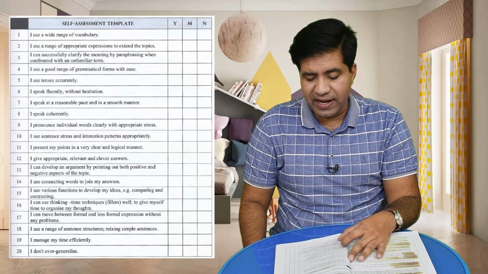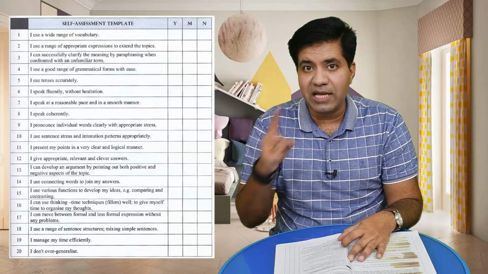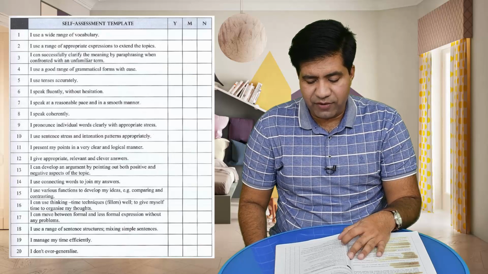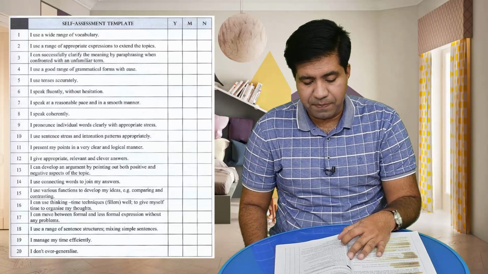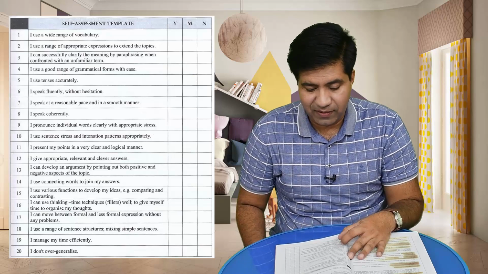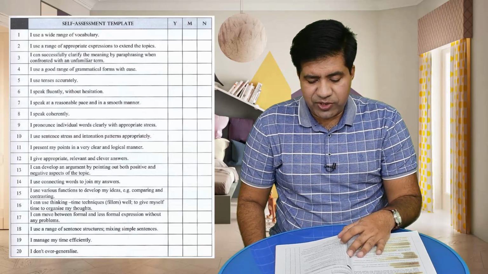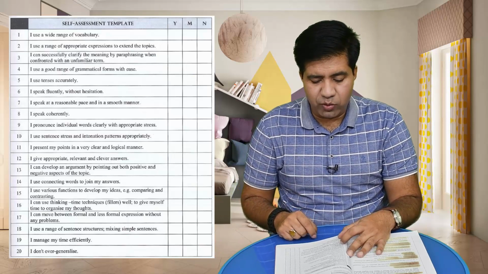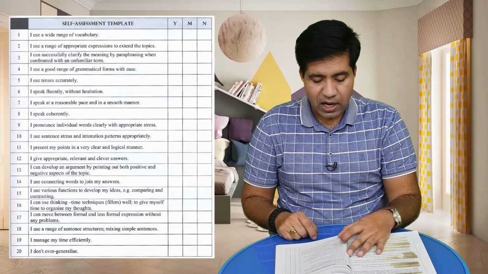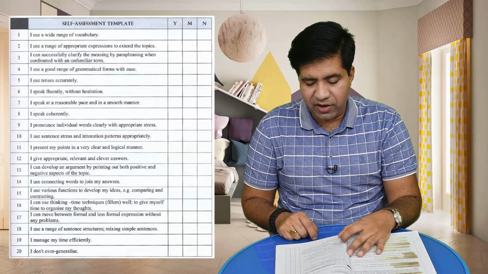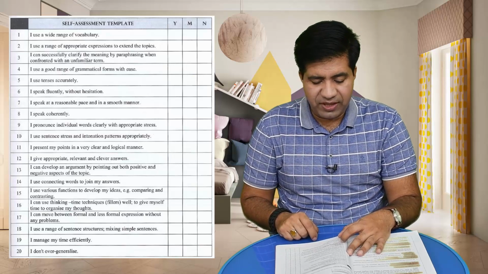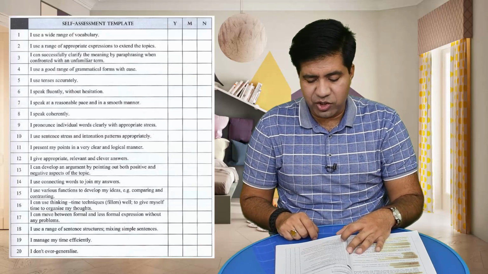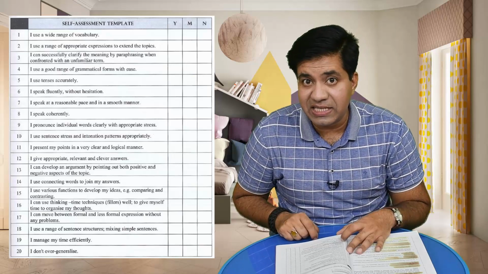Next, I use connecting words to join my answers. I have taught you many connecting words. I use various functions to develop my ideas, for example, comparing and contrasting. 16. I can use thinking time techniques well to give myself time to organize my thoughts. I can move between formal and less formal expression without any problems. I use a range of sentence structure, mixing simple sentences.